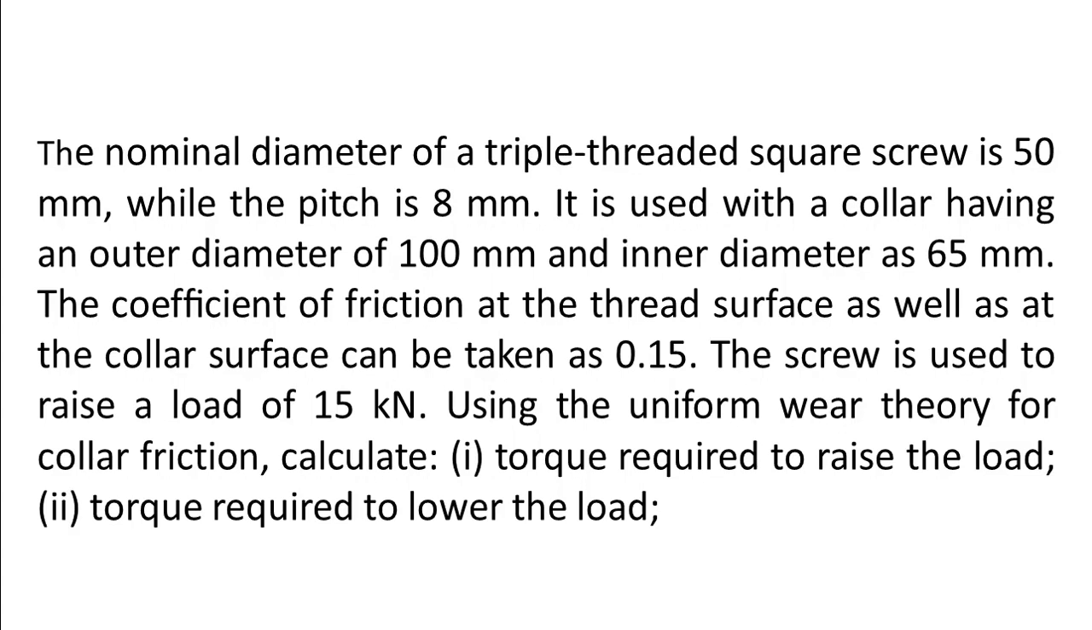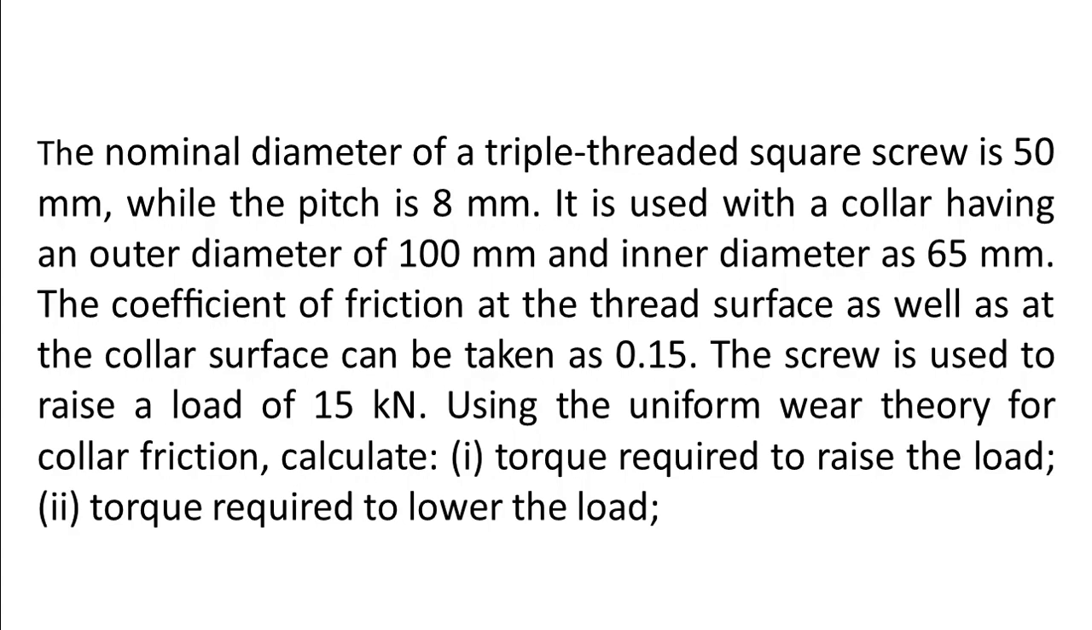Using uniform wear theory for collar friction, calculate the torque required to raise the load and the torque required to lower the load. Now let us one by one see what is given. Nominal diameter is 50 mm, so D is 50 mm. Triple threaded square screw, so NT, the number of starts, is 3. Pitch is 8 mm, so small p is 8 mm.